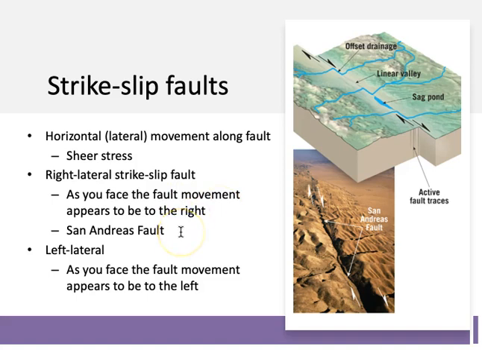The most famous right-lateral strike-slip fault would be the San Andreas fault here in California. That's the fault that is supposed to give us the big one, which we are overdue for. Left-lateral are the opposite of the right-lateral, in that the movement of objects on the other side of the fault appears to be to the left.